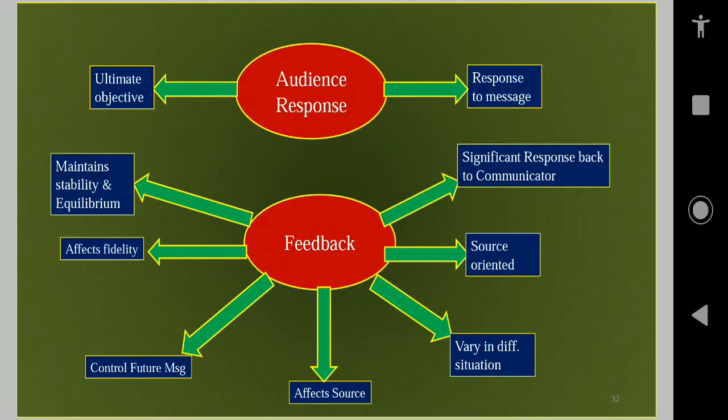Earlier I have told that the receiver is source oriented. That is not so. Feedback is source oriented, and communication is target oriented. Target is your audience. Feedback is source oriented and varies in different situations. Now, effects. Here it is telling that extension communication is never complete without feedback information.